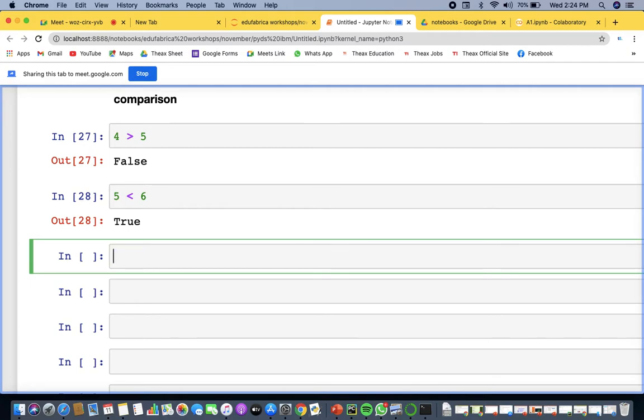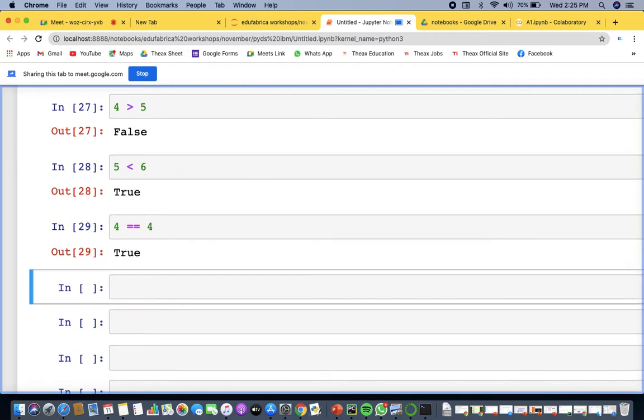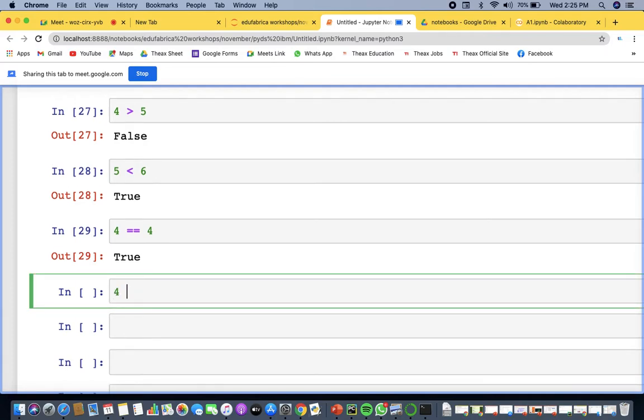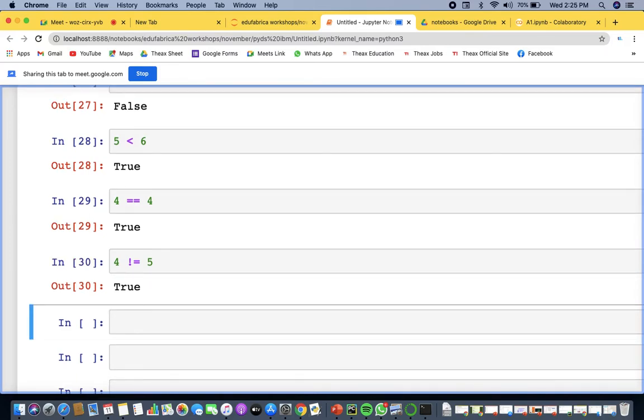Let's see. For finding the equalities, what we'll use is 4 == 4. That means the left hand side and the right hand side are equal, right? So == specifies the equality, and I get the same result. If I say 4 != 5, obviously it is again correct. Like the not equals to we write in mathematics, same like that.